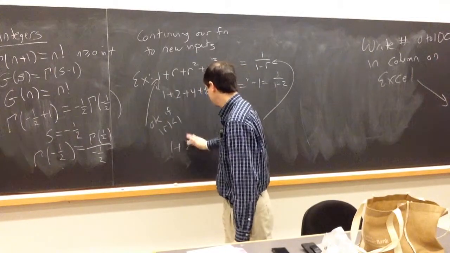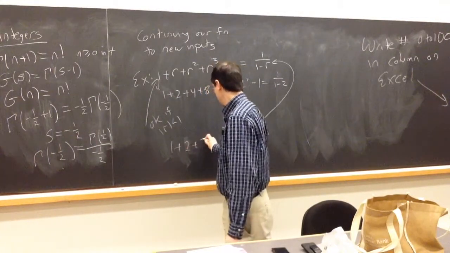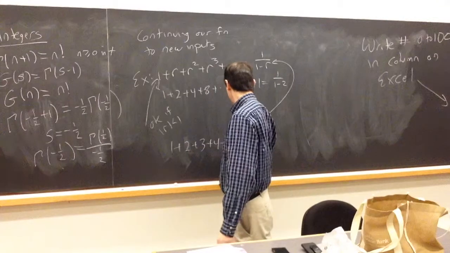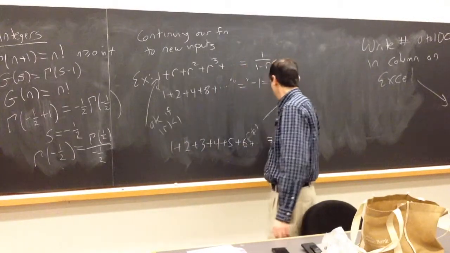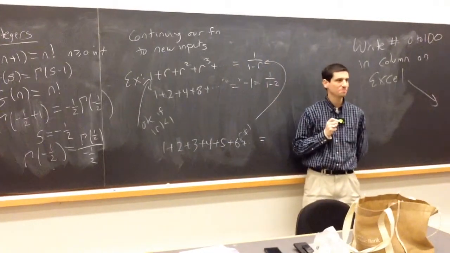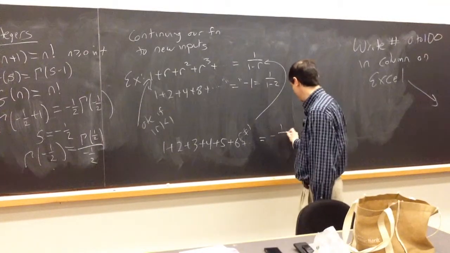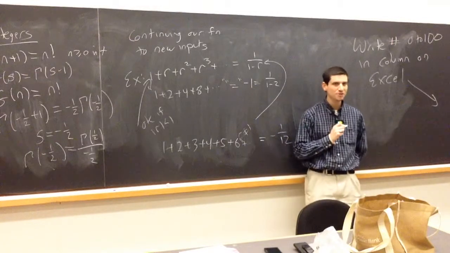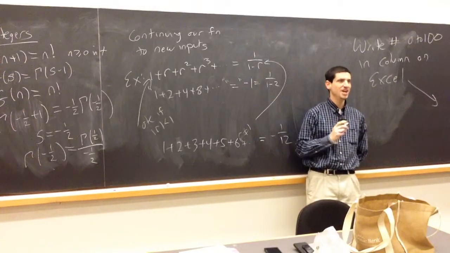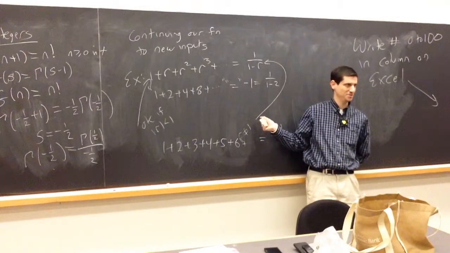1 plus 2 plus 3 plus 4 plus 5 plus 6. Anybody know what the sum of the positive integers is? -1/12. Excellent. Remember to email me. The sum of all the positive integers is -1/12. All right. There are ways to make sense of this.